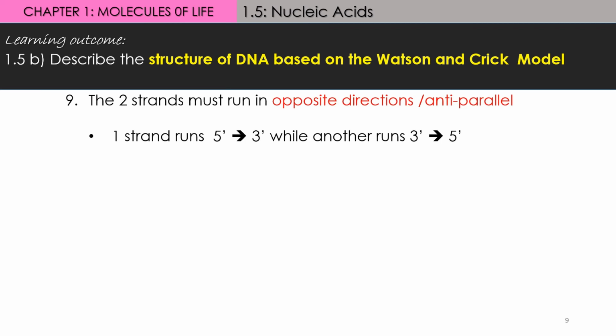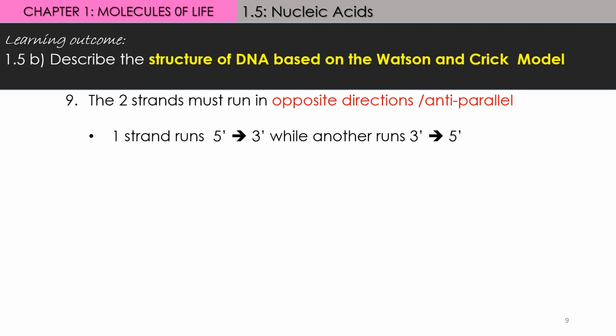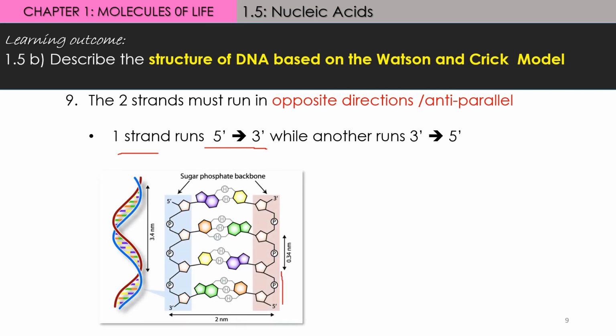Next, the last point of the structure of DNA based on the Watson and Crick model. The two strands of DNA must run in opposite directions, in which one strand runs in the 5' to 3' direction, while another strand runs from 3' to 5' direction. This concept is known as anti-parallel.